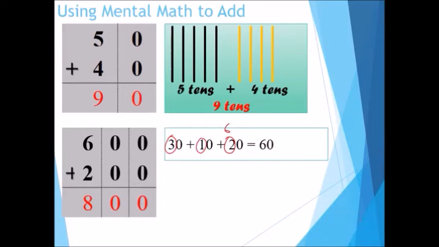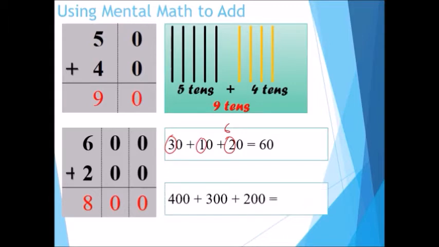Here's one more problem. What is 400 plus 300 plus 200? 900, that's right.